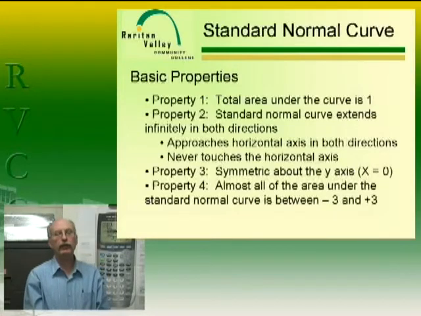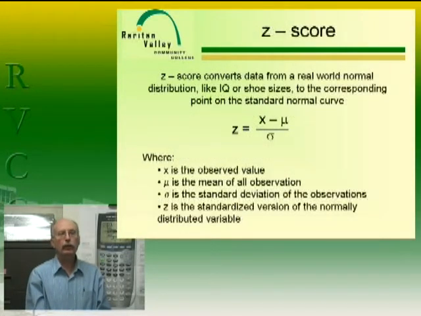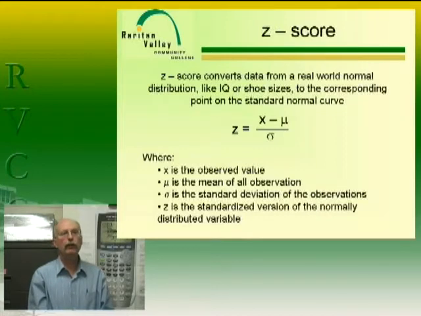Now let's talk for a second about the z-score. What the z-score does is it converts data from a real-world normal distribution, like an IQ distribution, which centers around 100, or shoe sizes, to a corresponding normal point on the standard normal curve. The reason we do this is that we have so much data about the standard normal curve, we can use that to project onto the actual problem we're studying.